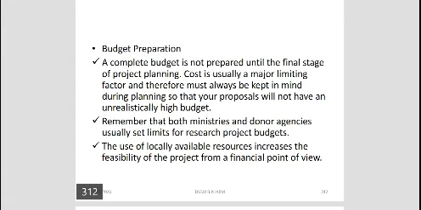A complete budget is not prepared until the final stage of project planning. What does it mean? Cost is usually a major limiting factor and therefore must always be kept in mind during planning so that your proposal will not have an unrealistically high budget.